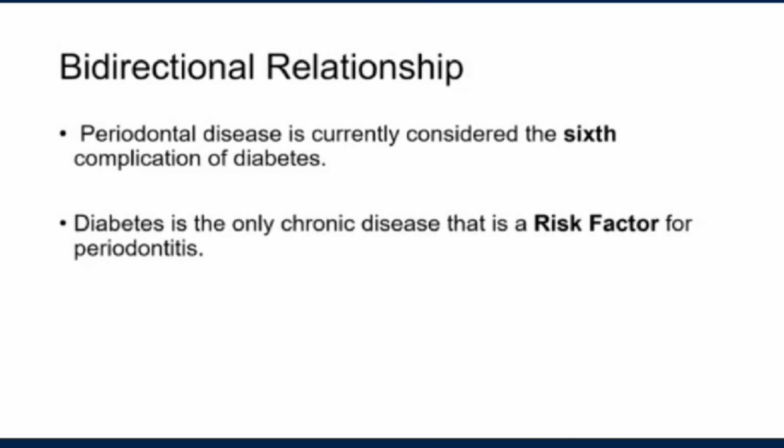Bidirectional relationship. This is very important. Usually the complications of diabetes are diabetic retinopathy, nephropathy, microvascular and macrovascular complications, delayed healing. But currently, the sixth complication of diabetes is periodontitis. That is very important. The sixth complication of diabetes is declared as periodontitis, which is basically mobility of the teeth and infection in the gingiva of teeth.